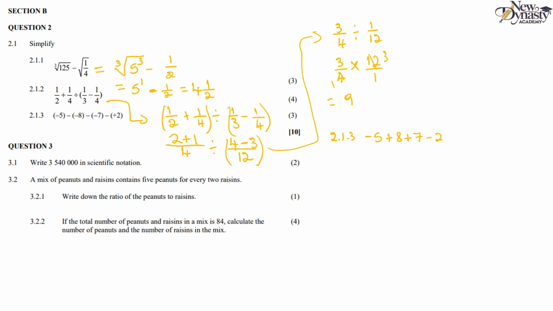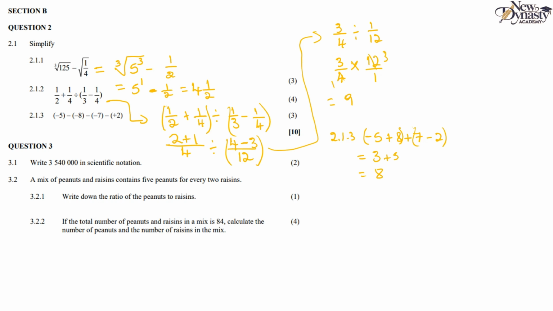So from there, how you do this is totally up to you. You can just use a calculator. You can group the first two numbers together and group the next two numbers together. So in the first two numbers, we have minus 5 plus 8, which gives us 3, then plus 7 minus 2, which is 5, and our answer is 8. And that's how you can quickly do that. I hope you do understand that. Now moving on to question 3.